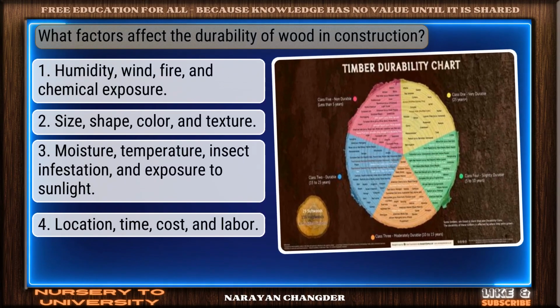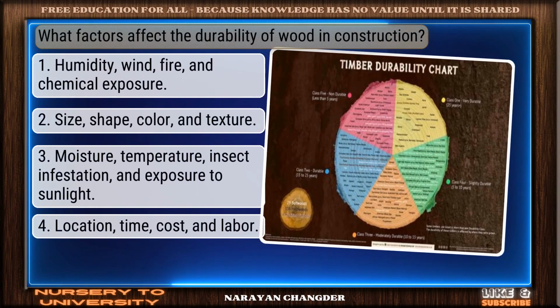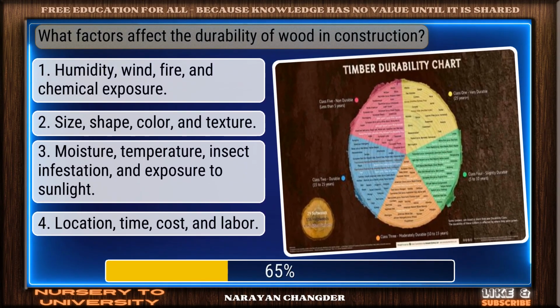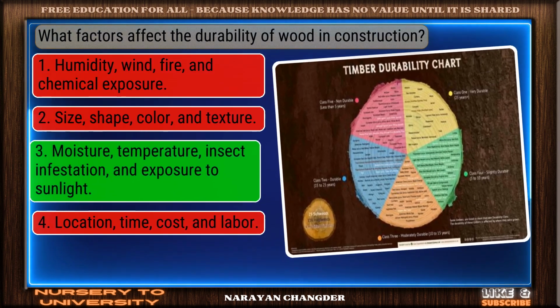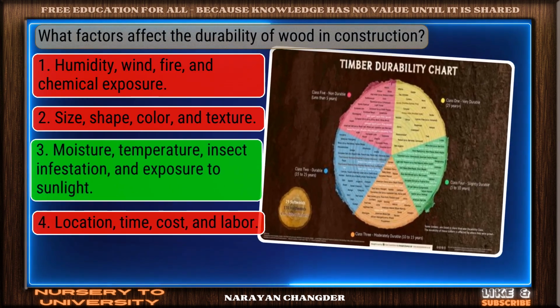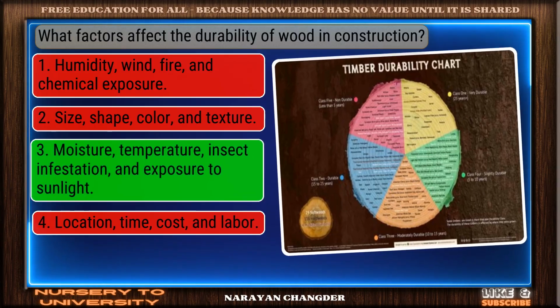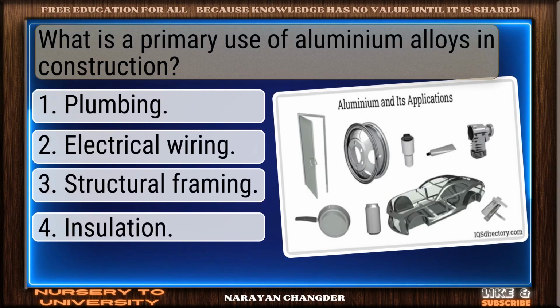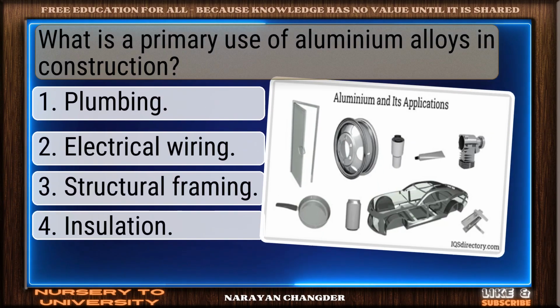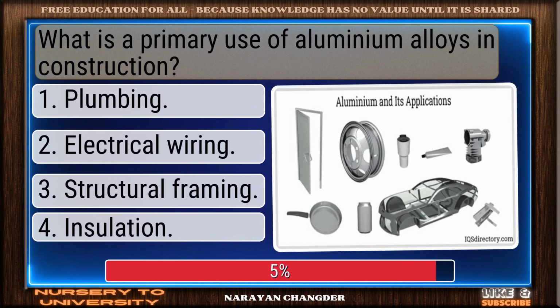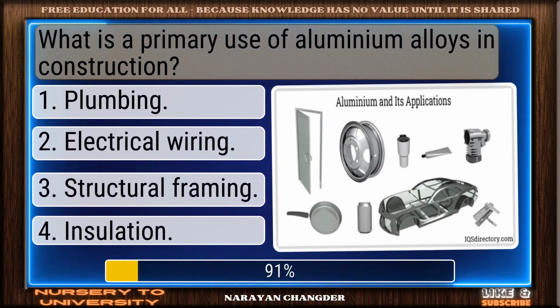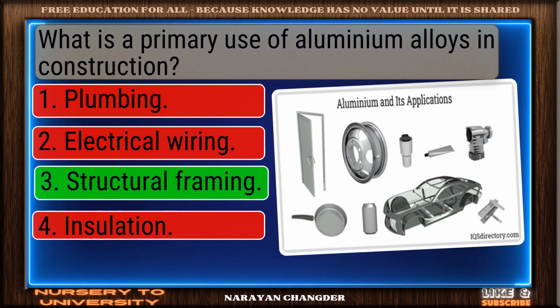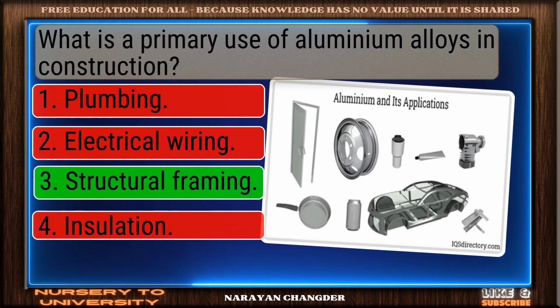What factors affect the durability of wood in construction? Nicely done. Moisture, temperature, insect infestation, and exposure to sunlight is a solid answer. What is a primary use of aluminium alloys in construction? Smart pick. Structural framing is the correct choice.